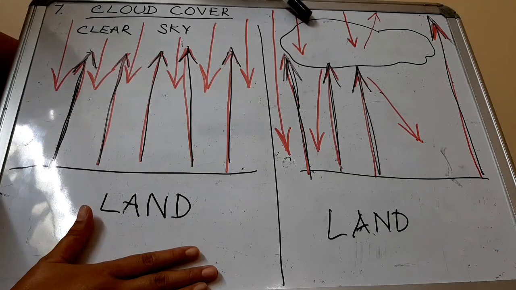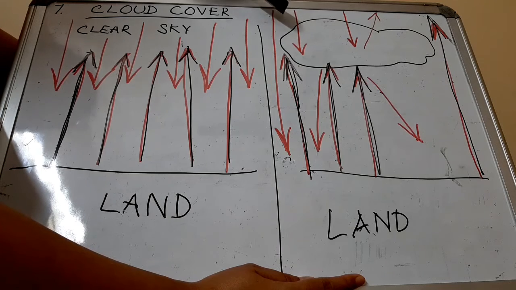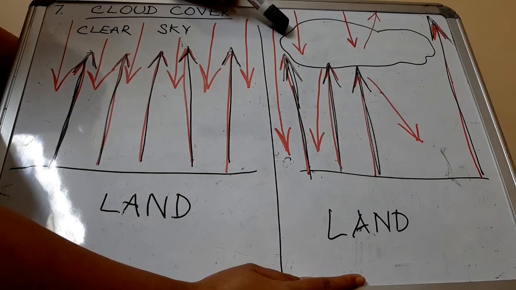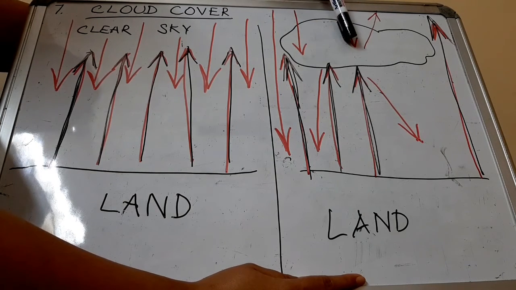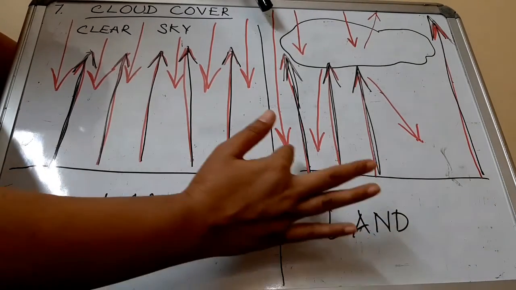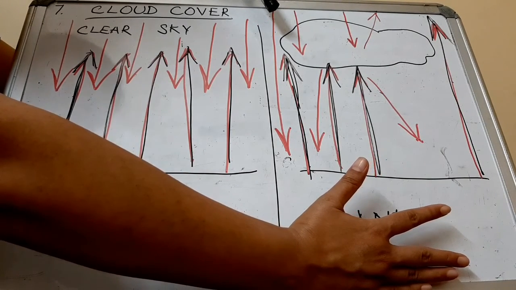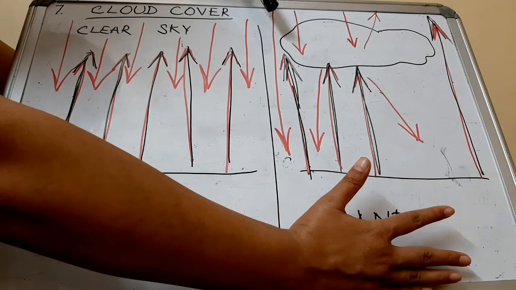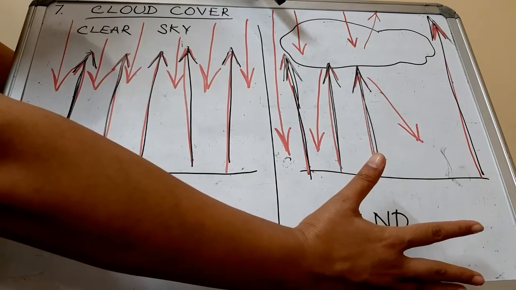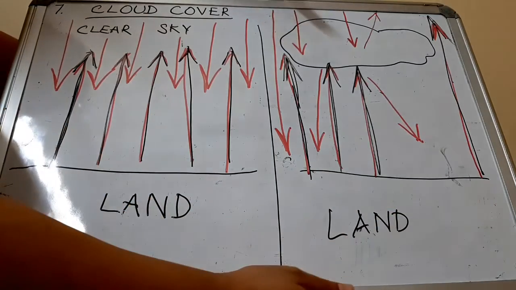Considering the second situation, a region that is generally overcast. If we have clouds during the daytime, the insolation, or the solar radiation, the red arrows I am talking about, will not be able to reach the land. Very little solar radiation reaches the land, hence the temperature remains low. You must have noticed that if during the daytime the sky is cloudy, it's comparatively cooler than when the sky is clear. And what happens at night?